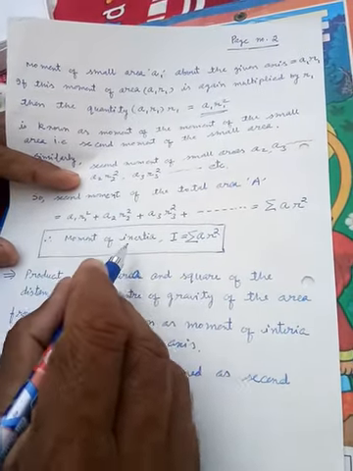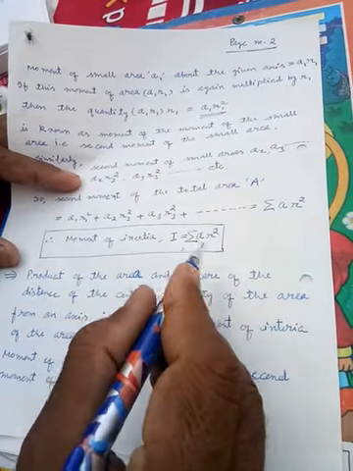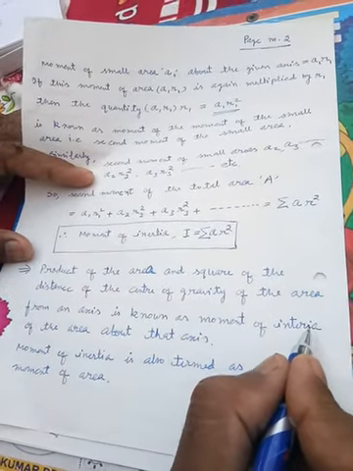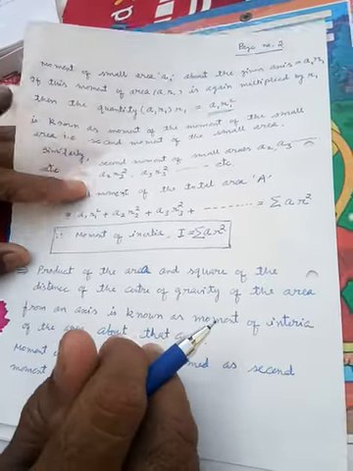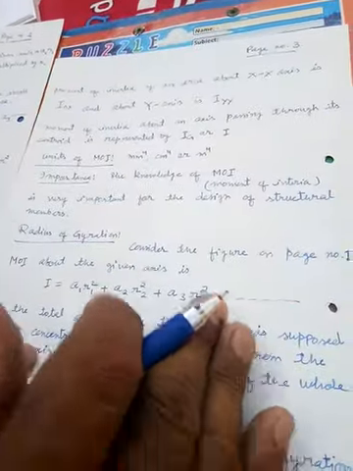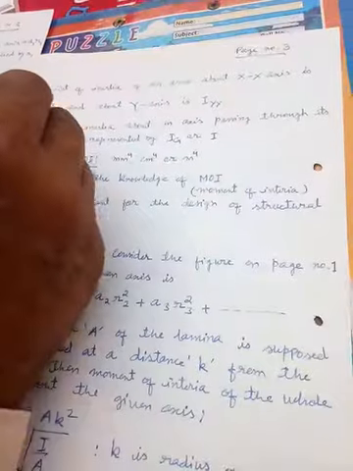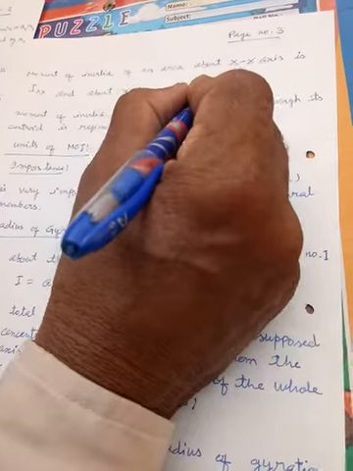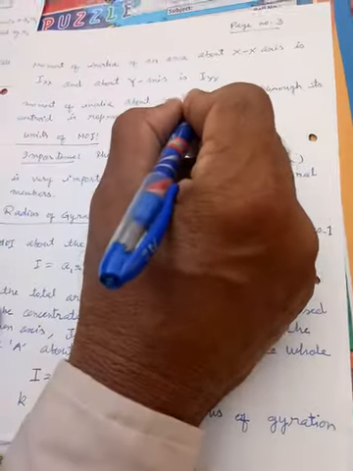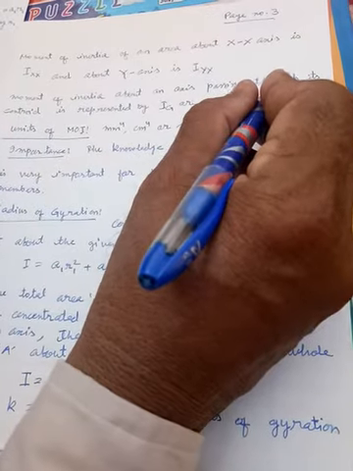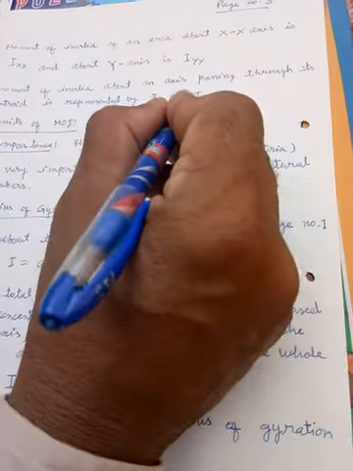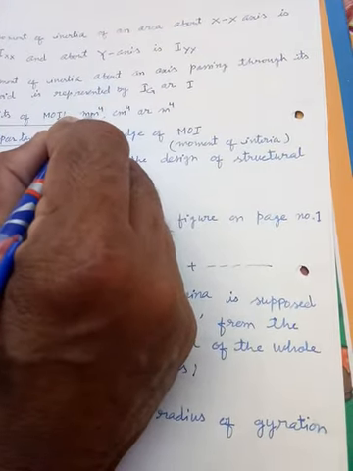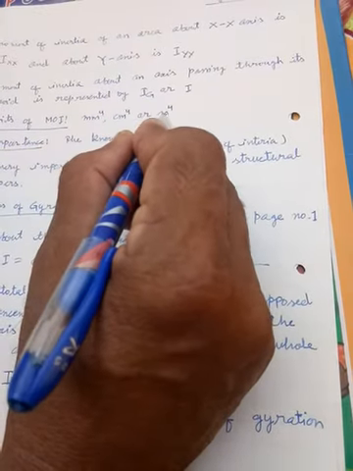So the definition of moment of inertia is the product of the area and the square of the distance of the CG of the area from an axis. Moment of inertia about the x-axis is given by Ixx, and about the y-axis by Iyy, and about an axis passing through the centroid is represented by Ig or simply I. The units of moment of inertia are millimeter raised to the power 4, centimeter raised to the power 4 or meter raised to the power 4.